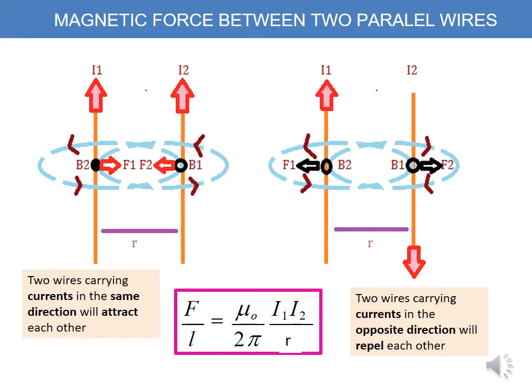The magnitude of force per unit length experienced by each wire is calculated by this equation: F per L equals mu naught times I1 times I2 divided by 2 pi r.